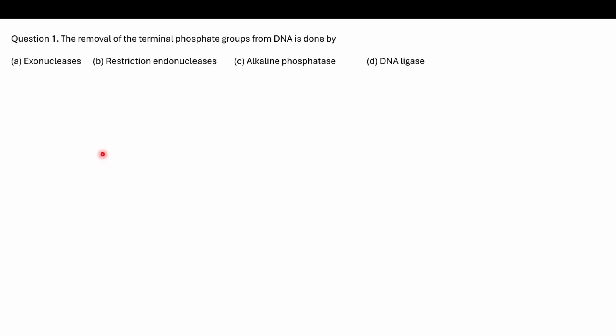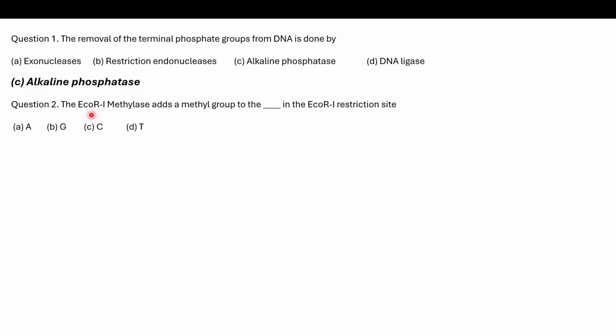Now, the removal of the terminal phosphate groups from DNA is done by, like we just went through it in the lecture. So can anyone answer? Yeah, C, right? This is alkaline phosphatase. This will remove the terminal phosphate groups.